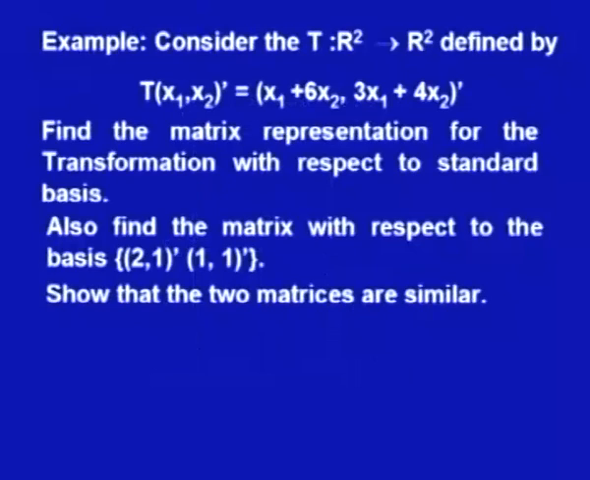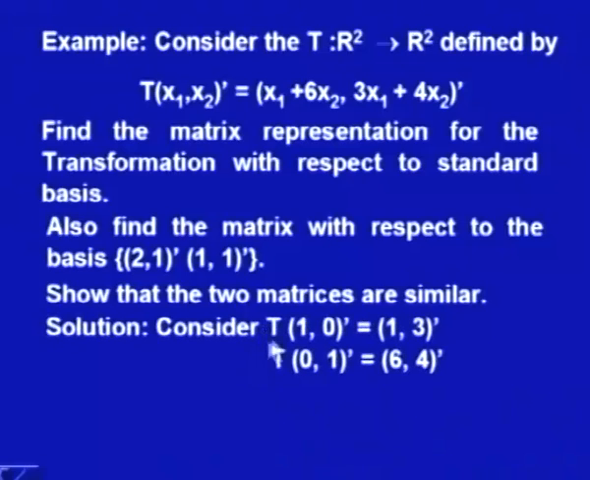Now, we consider an example in which T is a transformation from R2 to R2 defined by this transformation. We have to find the matrix representation for the transformation with respect to the standard basis, and then we will also find the matrix with respect to the basis (2, 1) and (1, 1), and we will show that the two matrices are similar. This will illustrate what we have discussed just now in a diagrammatical representation.